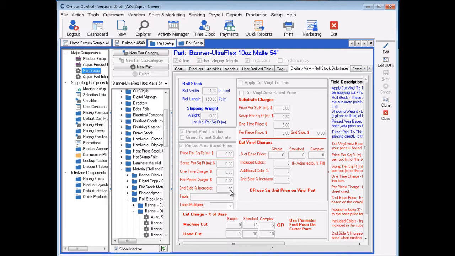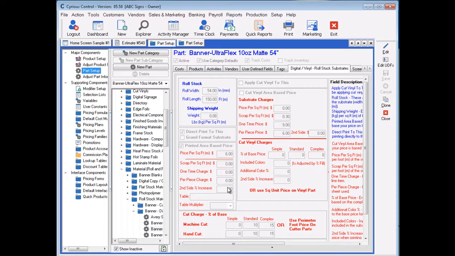If I'm relating these back to costing, your price per square foot would include the print time, the printed material, and the print ink. The scrap would only include the material. The one-time charge would be equivalent to a setup time, but instead it's a setup charge. Same with the per-piece component and the second side increase.